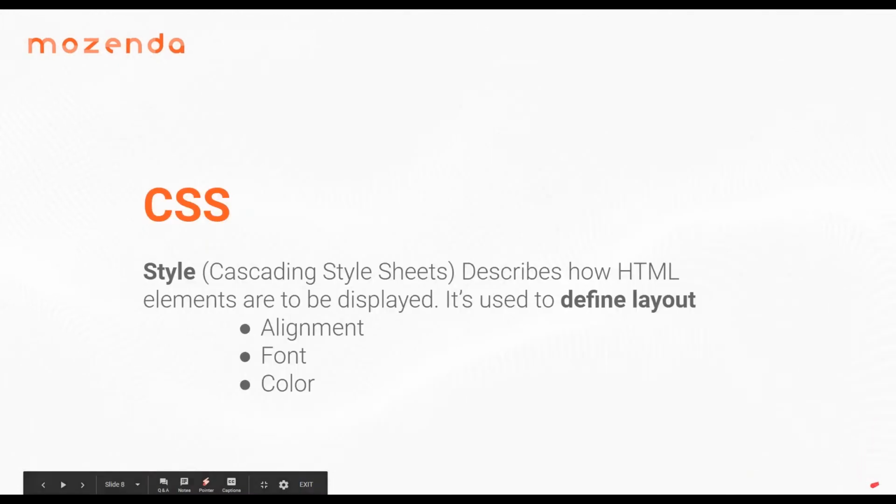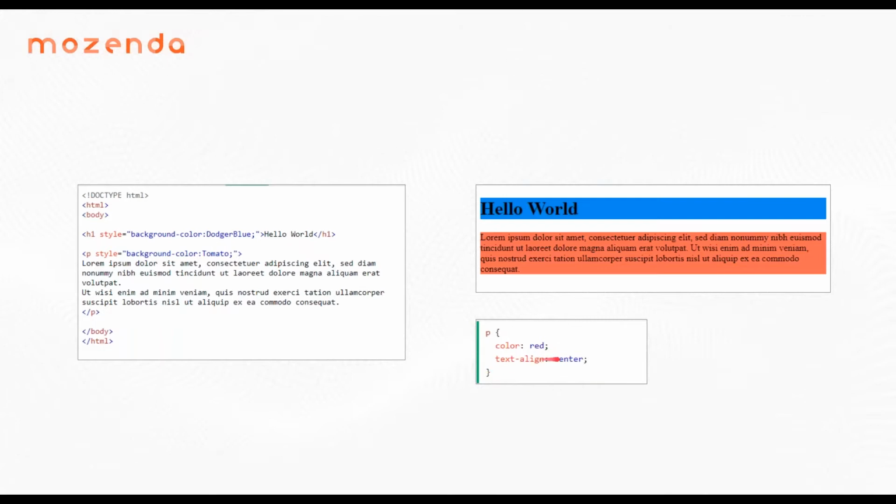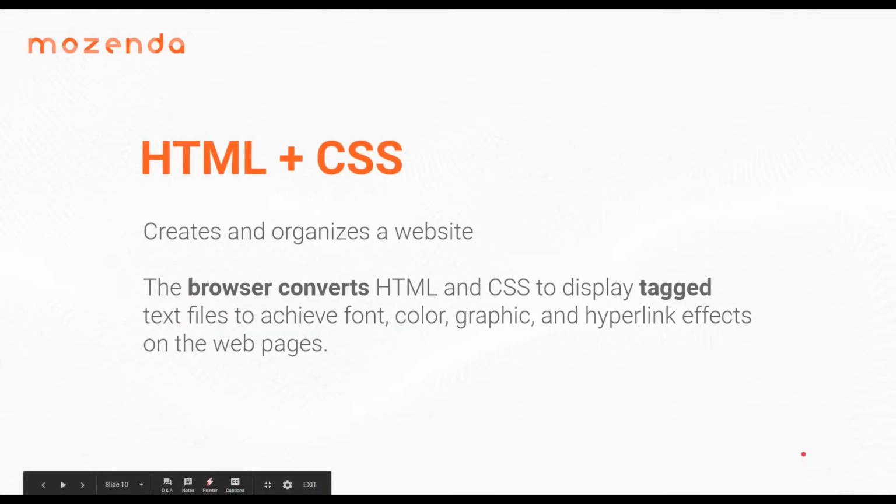We have CSS, which is the style. This defines the layout of your website and how these elements are displayed. This comes down to alignment, font, or color. In this example down here, this is having the text alignment be centered. You can also change the background color so it reflects blue or orange or any colors you want. And when you combine both HTML and CSS together, the browser converts that into a beautiful website that we view and we're able to get our information from.